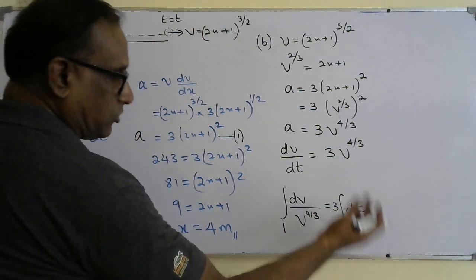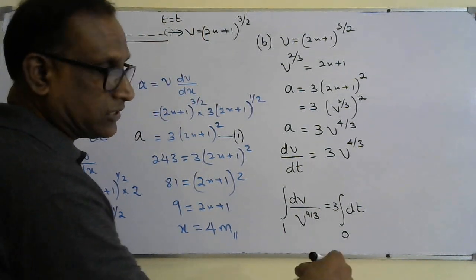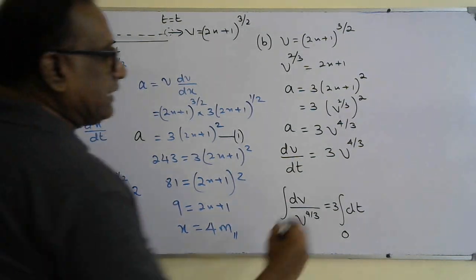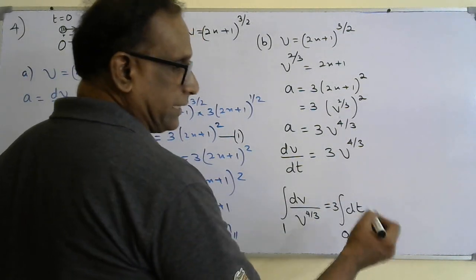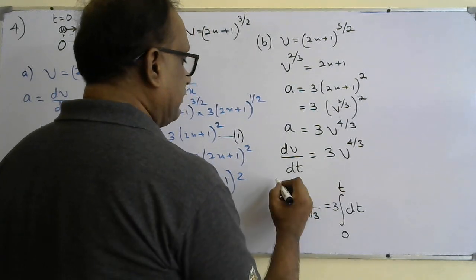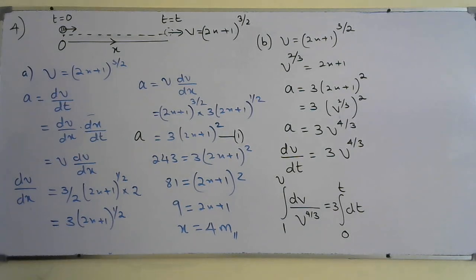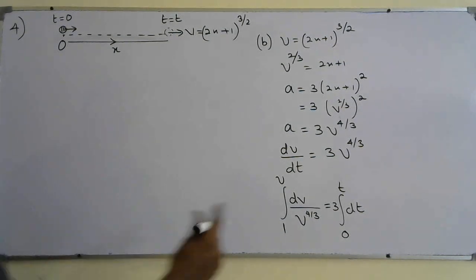Is it when t equals 0, x equals 0? The question says it was at the origin. When x equals 0, how much will be v? That is v equal 1. When t equals t, we need to get a relationship in terms of t and v. T equals t, v equals v. We need to get the relationship between these two variables, v and t. Okay, so I continue the integration here.